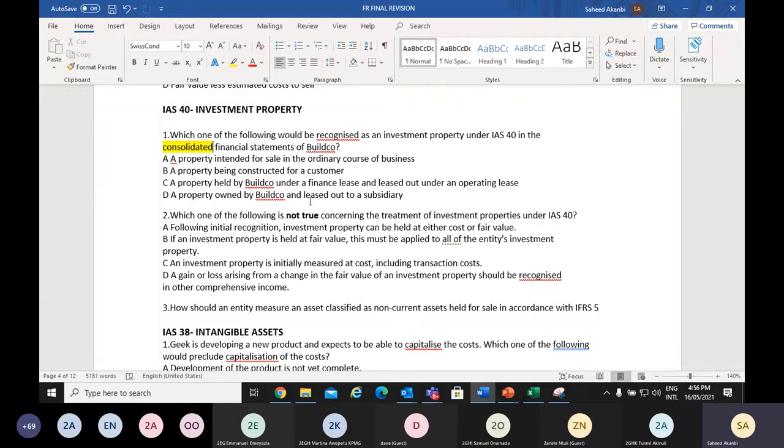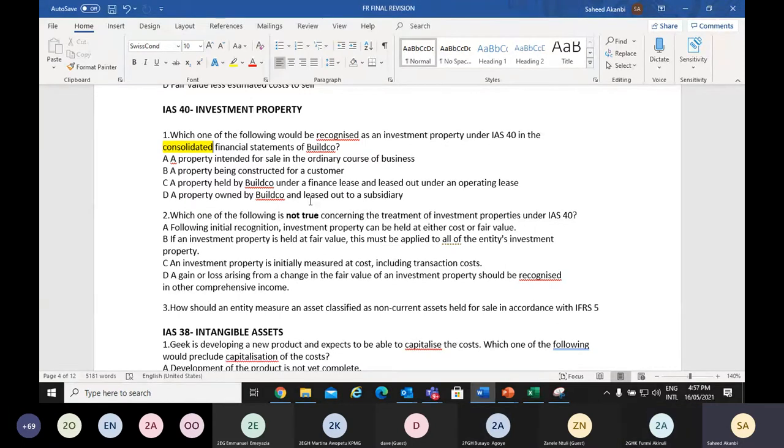Okay, question number two. Which one of the following is not true concerning the treatment of investment properties under IAS 40? A, following initial recognition, investment property can be held at either cost or fair value. Is it correct? Yes. I told you that initially it must be cost, but what I'm asking is whether that statement is correct. Yes, the statement is correct.